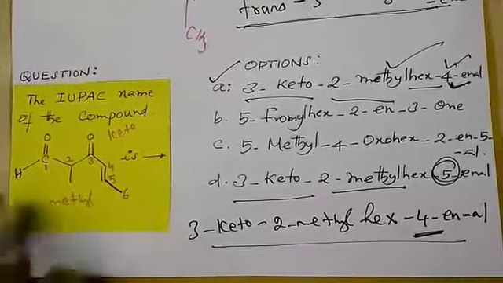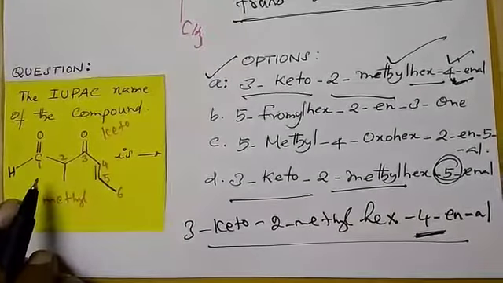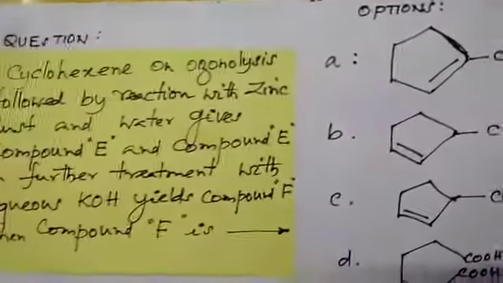Again here the point is, with 2 functional groups, aldehyde should be given priority. So you are selecting and going. Beyond that, the question is very simple. Now we are moving to the next question.